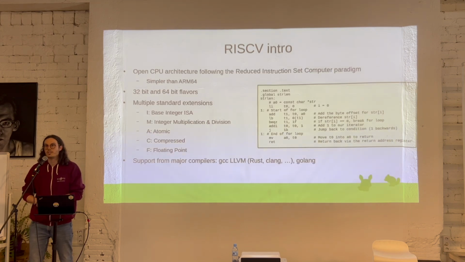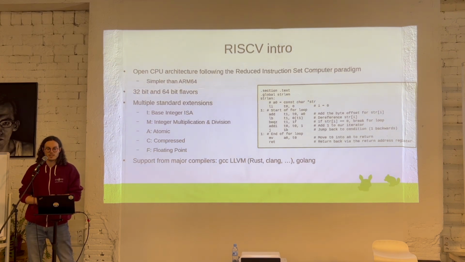So first of all, about RISC-V. RISC-V is an open architecture that follows the reduced instruction set paradigm, which means that there are not many instructions and the instructions are usually simple. In particular, it has two variants, one for 32 bits and the other for 64 bits, where the 64-bit one is an extension of the 32-bit version. Then there is a base instruction set with some bitwise operations, arithmetic operations, and all the necessary instructions to jump around and read and write memory.